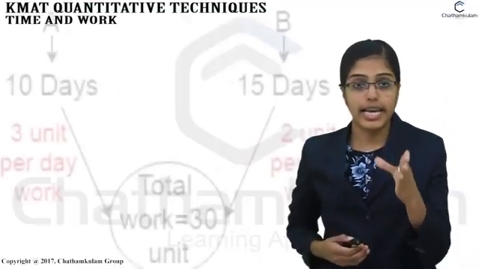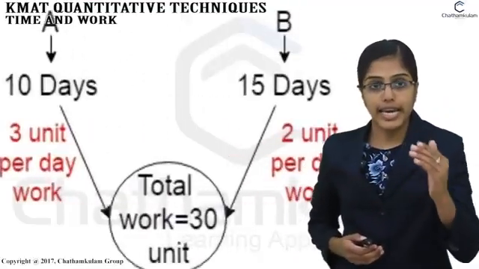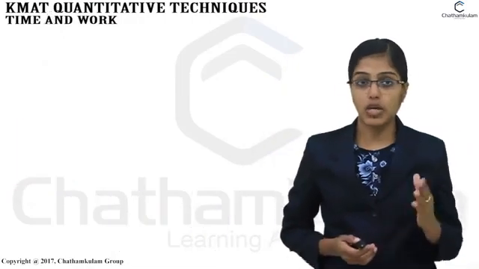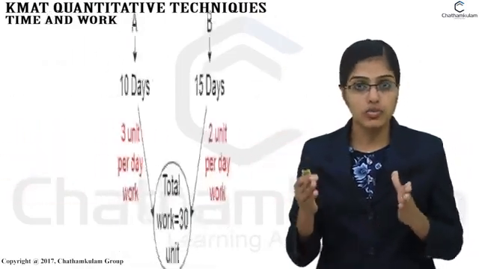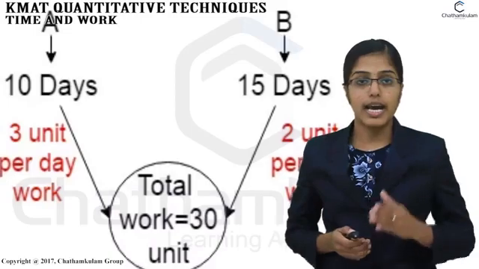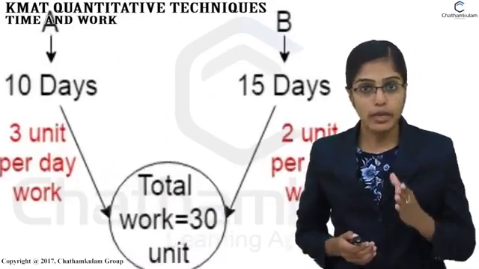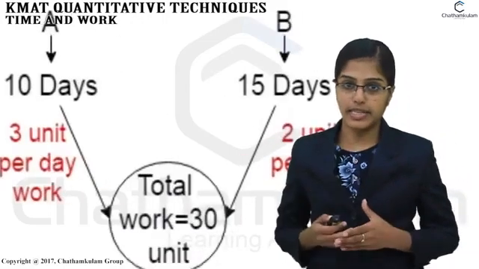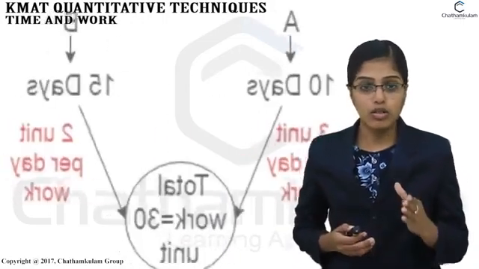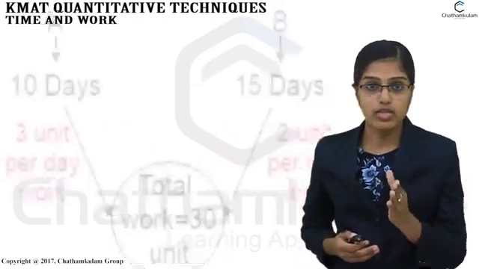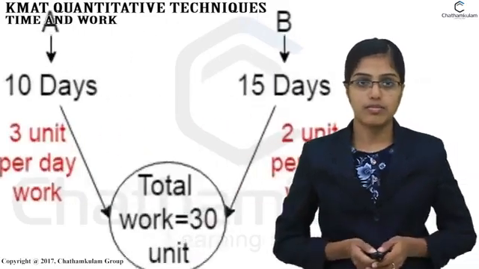See another example. There are 2 persons, A and B. A takes 10 days to complete the work. B takes 15 days to complete the work. And A does 3 units per day of work, and B does 2 units per day of work. Then we can see the total work is equal to 30 units.